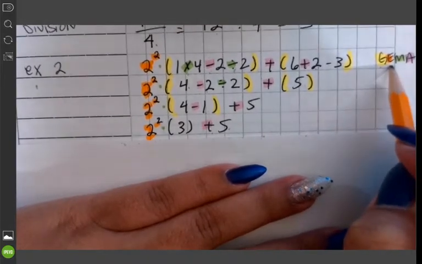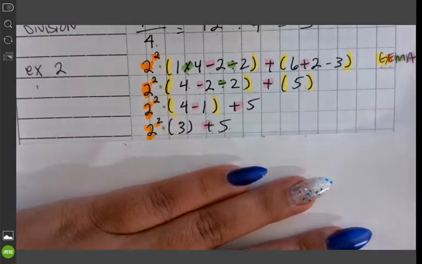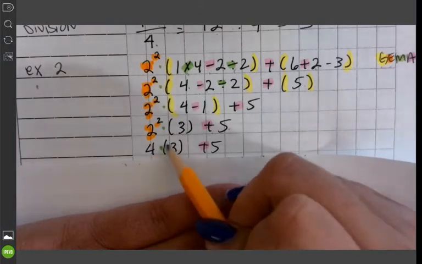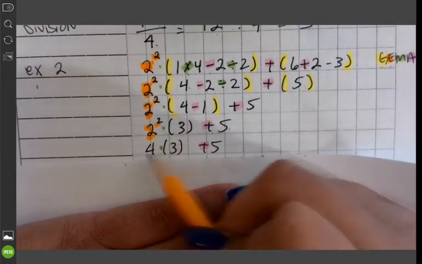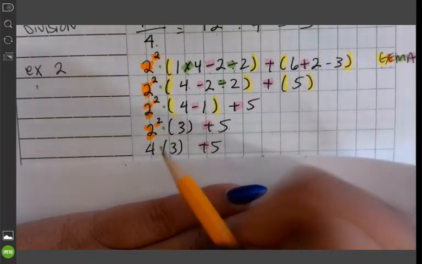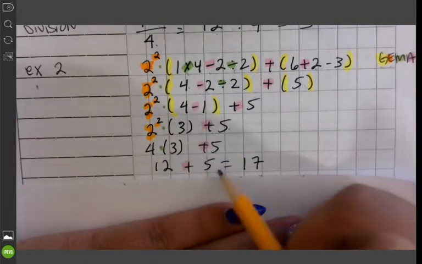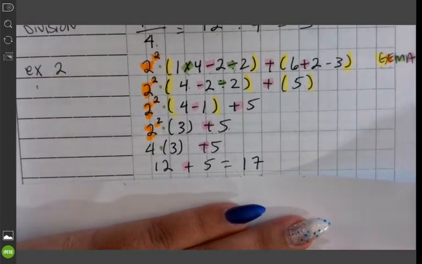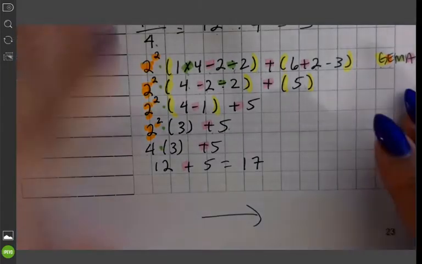Next is E, exponents. I have this 2 squared. 2 squared is 2 times 2. 2 times 2 is 4. And then don't forget that when it's just right next to a number, that means multiply. So I have 4 times 3 plus 5. Multiplication comes first. 4 times 3 is 12. 12 plus 5 is 17. Sorry, my bad. All right, that's example 2.